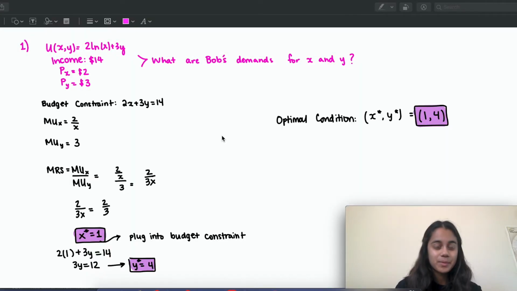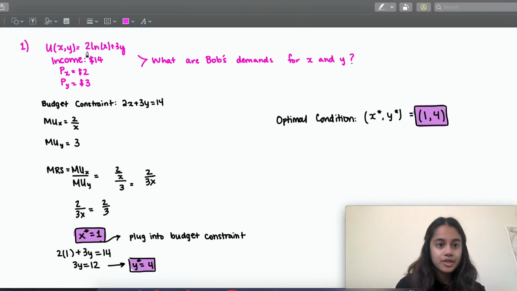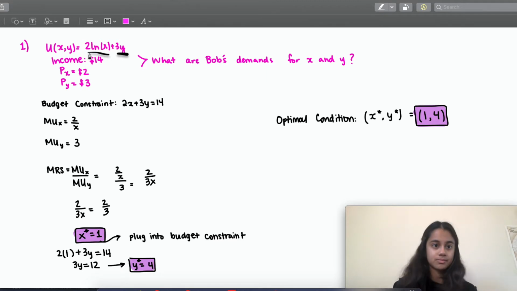Today we will be working on quasi-linear utility functions. This one's pretty interesting, a lot of fun, so let's get started. So here's what our utility function looks like. This part of the utility function is the linear part, and this part is like the logarithm function. So that's why it's called quasi-linear, because it's like half linear, half curved.